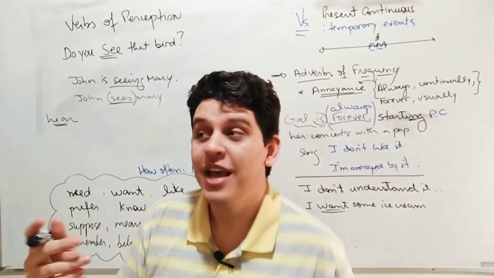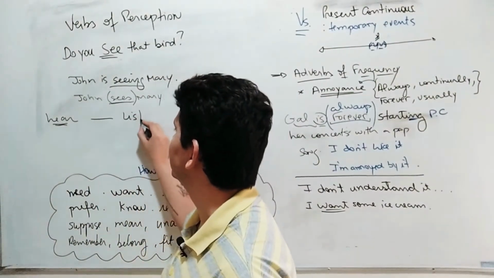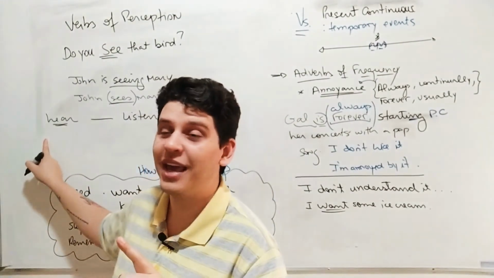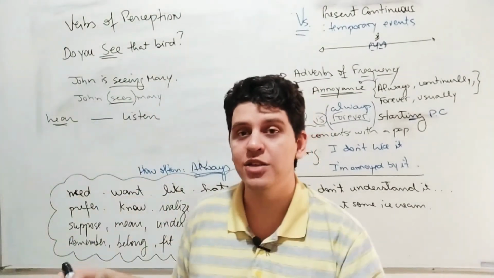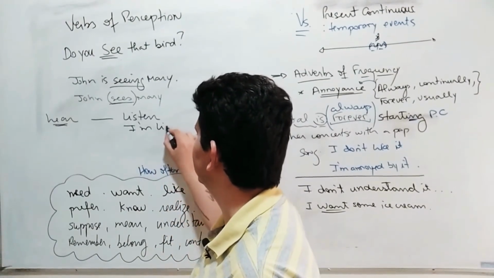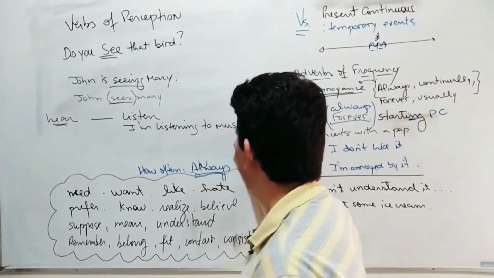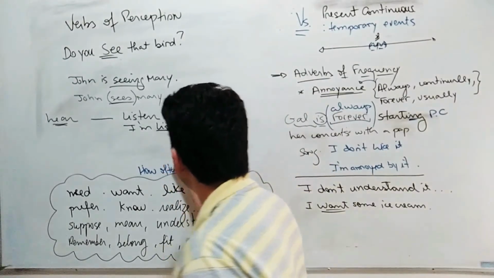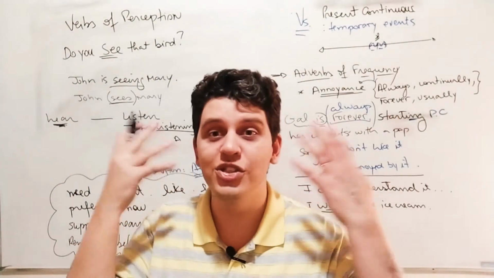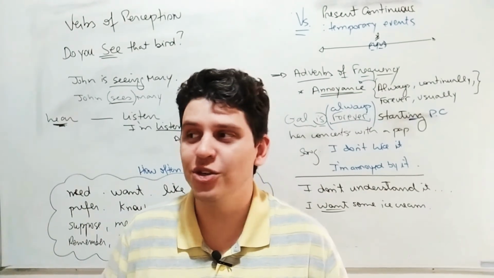It's not an action. So if you want to talk about an action, you can use the verb listen. So listen is an action, but not here. Okay? So I am listening to music. It's possible. This is a continuous tense. I am listening to music. Why is this possible? Because listening is an action, right? But here is not. Here is just something you are gifted, and you can hear.